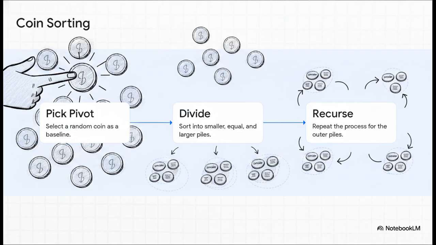You just pick one random coin as your baseline, your pivot. Then you quickly divide the rest of the coins into 3 separate piles, those that are smaller, those that are equal to your pivot, and those that are larger. By repeating this process recursively for the smaller and larger piles, you'll see sorting just happen automatically. It's so much faster because you aren't hunting for that absolute minimum every single time.